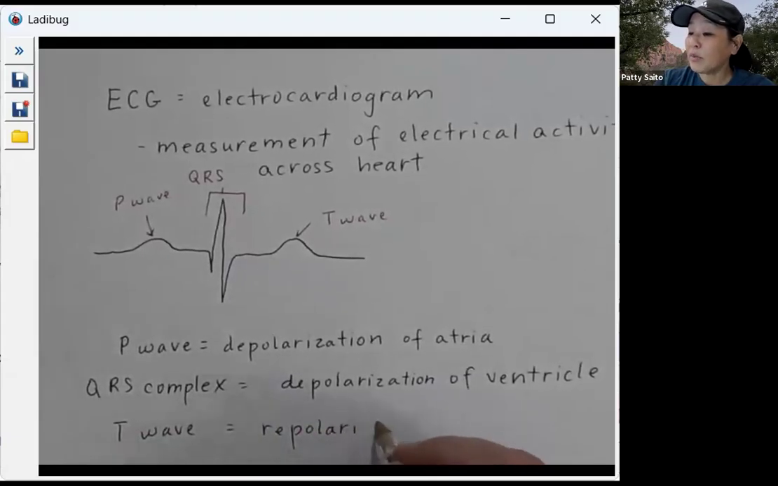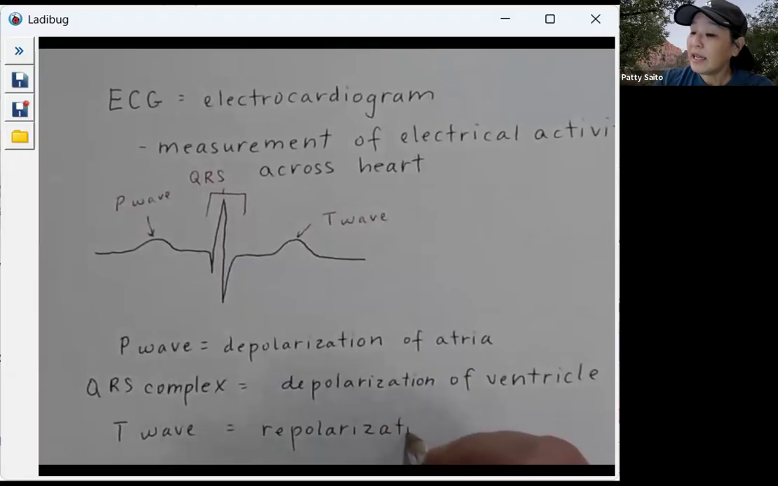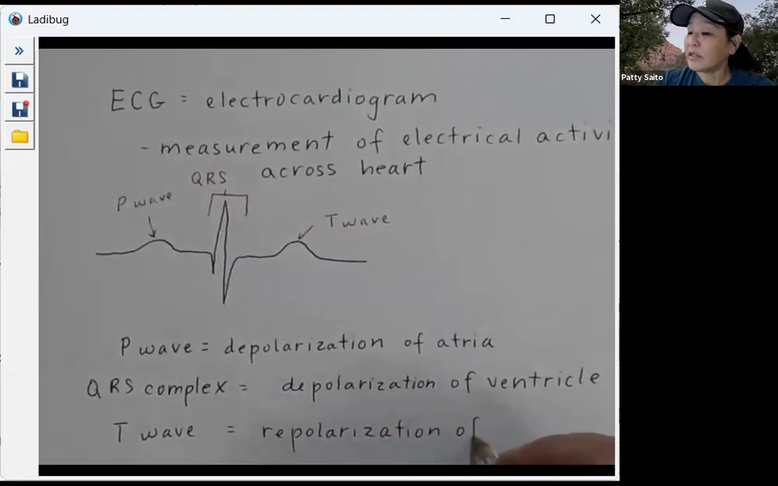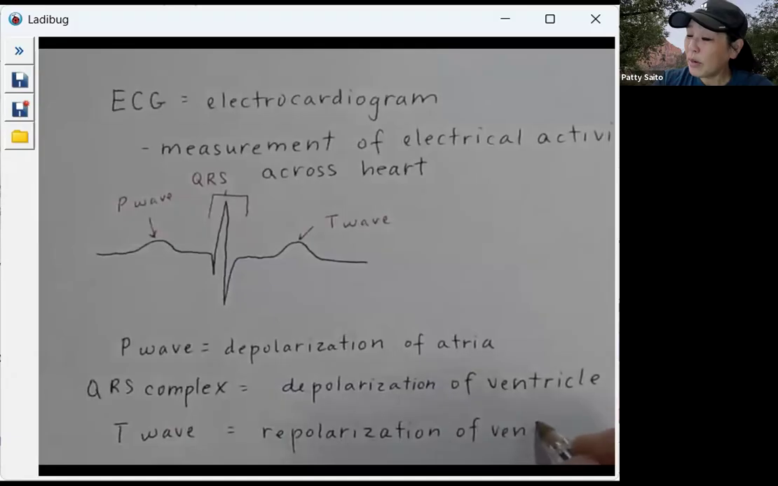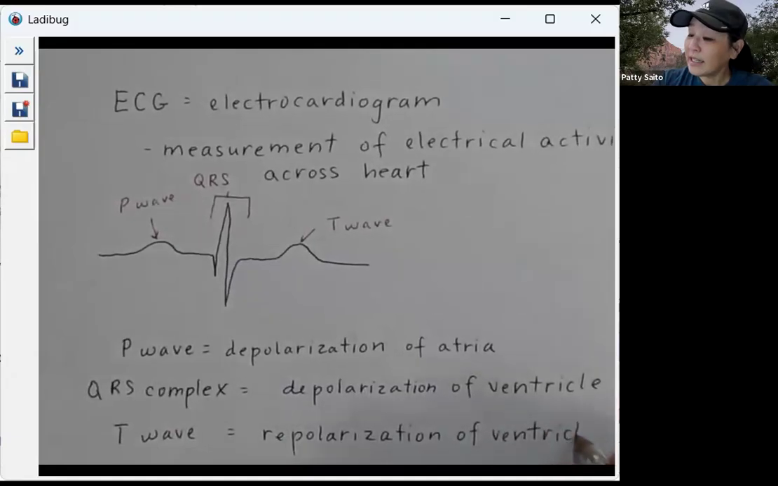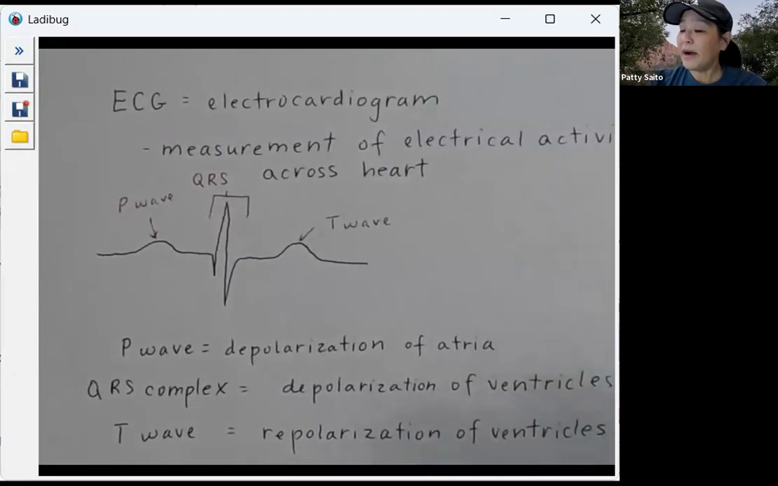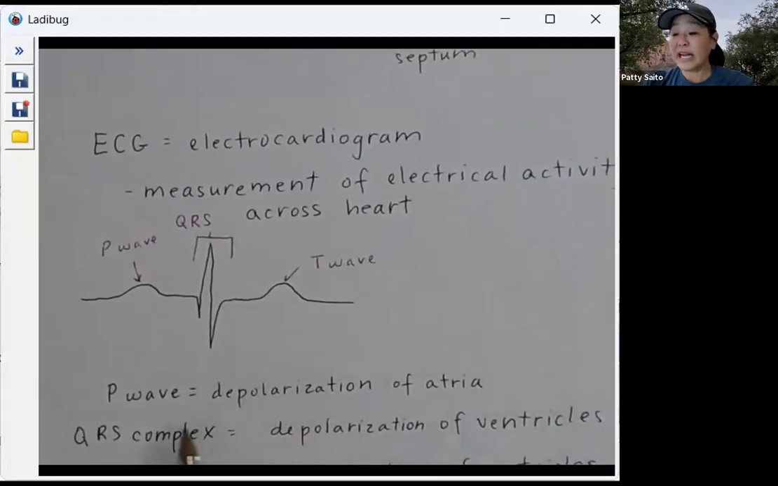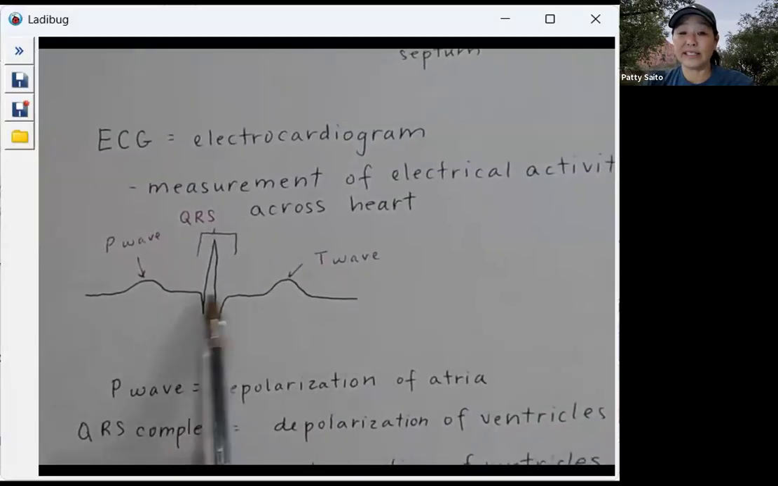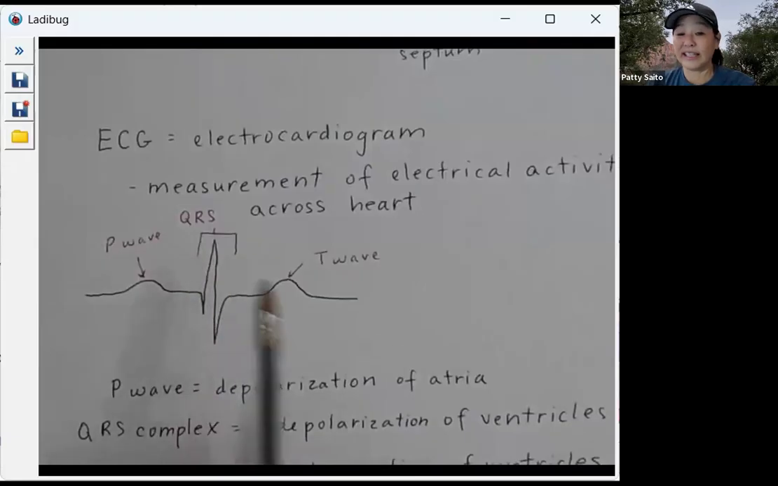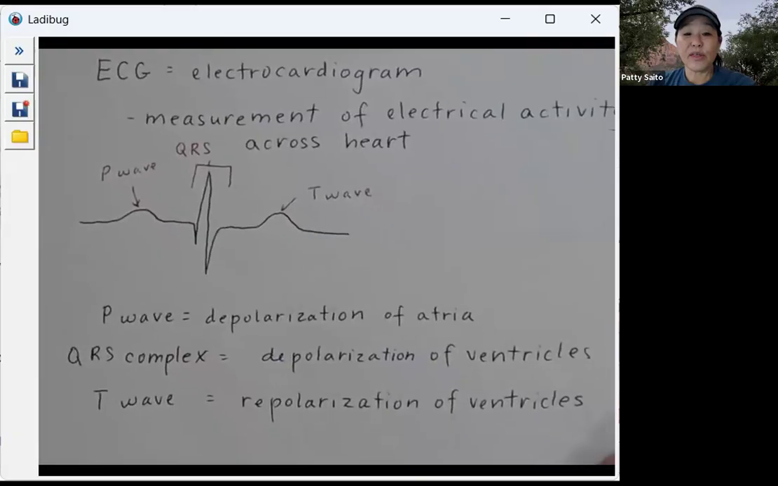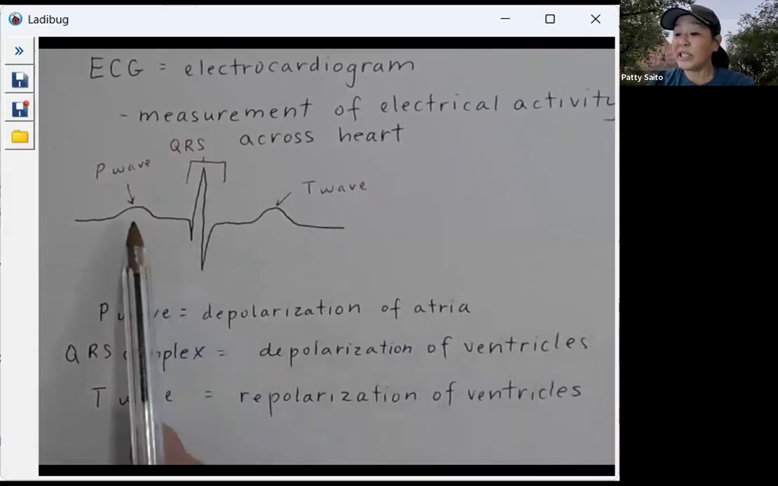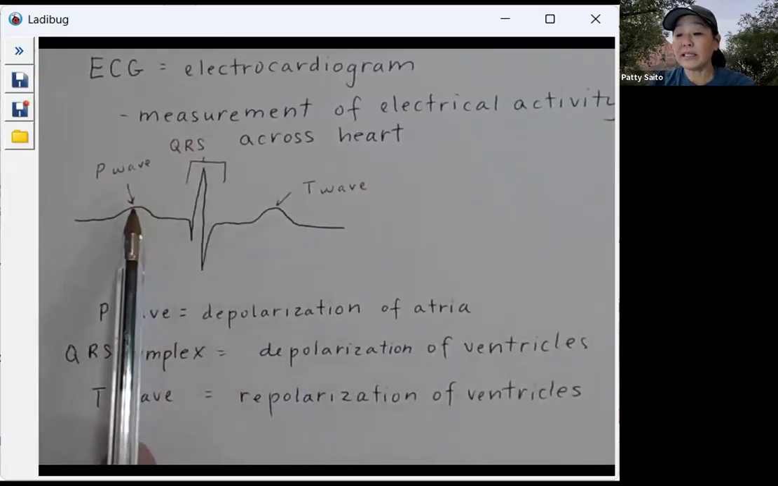Because it has to repolarize the ventricles. Now, do the atria repolarize too? Yes, they do, but it's kind of lost in the QRS. So there is a little blip for the atria, but it's kind of lost in there. All right. So that now you know what each of these little blips mean. This is the atria, this is the ventricles.